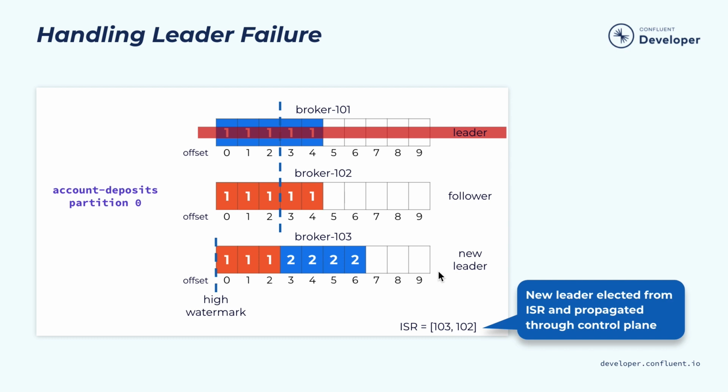This information will be propagated through the control plane. Once replica 103 notices that it's the new leader, it can start taking new requests from the producer. As you can see, the newly produced records will be tagged with a new, bumped-up leader epoch, which is 2.